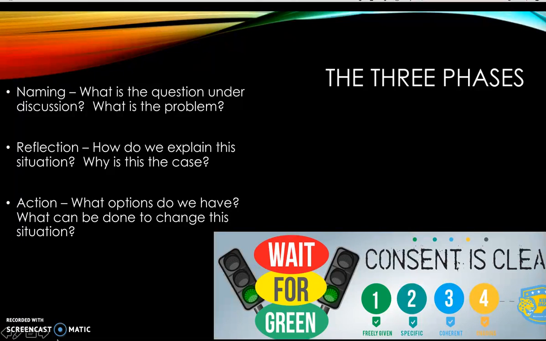The second phase is the reflection. Here in this phase, we ask, how do we explain this situation and why is this the case? You get more in-depth discussion and you want to help individuals express their emotional and social responses. There is a code system that can be used to explain this phase. So these codes would make the issue of consent more relevant and easier to relate for the students.